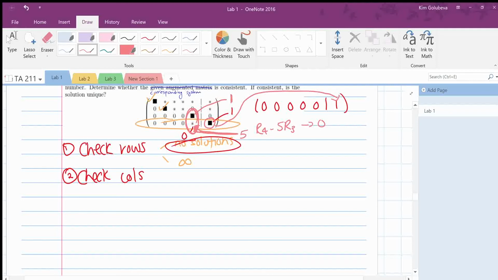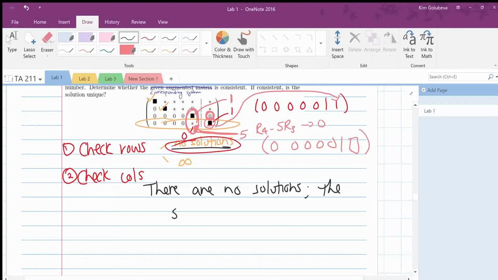So whatever it is, 1, 2, 3, 4, 5, it doesn't matter, because you can see that right here we have 0. So if we subtract 5 times 0 from whatever this square number is, we're still going to end up with that square number. So no matter what, we're always going to get 0, 0, 0, 0 equaling some non-zero number, and this is impossible. So we know that there are no solutions, and in other words, the system is inconsistent.